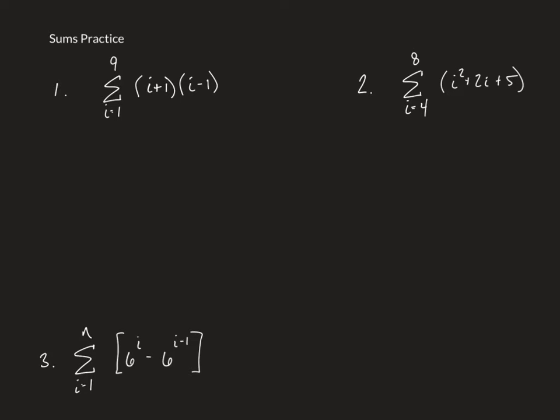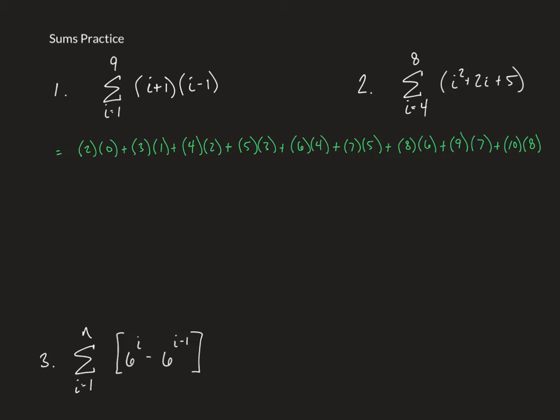So for number 1, if I plug in a 1, then I'm going to get, actually let me use green here. If I plug in a 1, then I'm going to have 1 plus 1, which is 2, times 1 minus 1, which is 0. And then I plug in a 2, and I'm going to get 3 times 1, plug in a 3, and so on. So you can see the pattern here. I'll just fill in the rest of them.